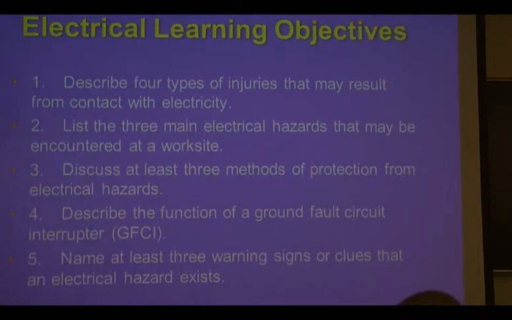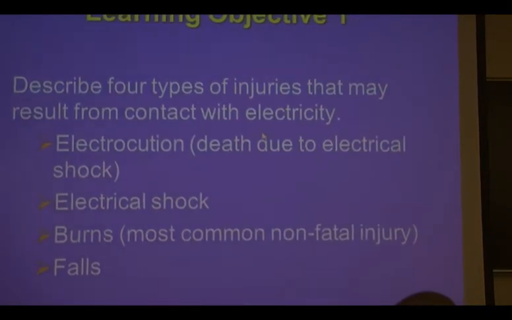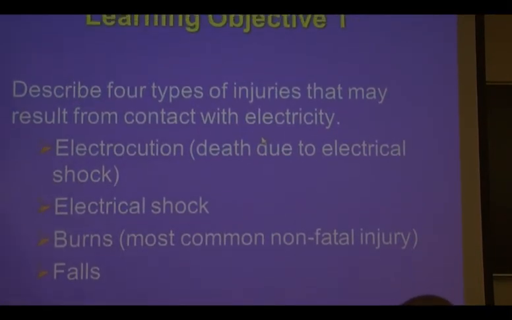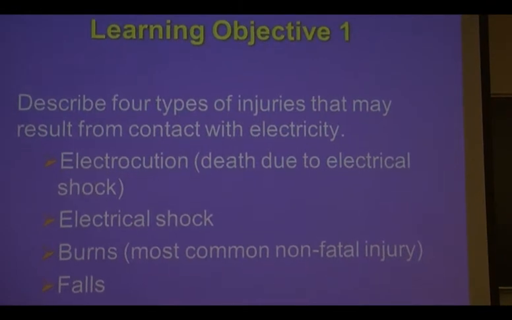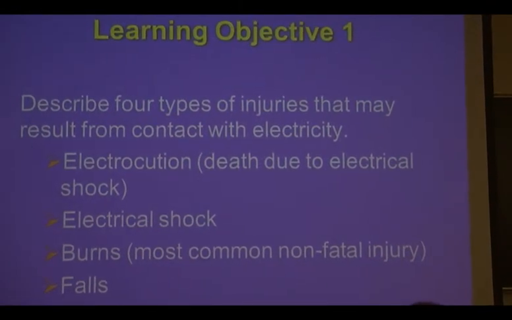Here's the learning objectives that I've got, and I've got the answers. What I would suggest are the answers to these learning objectives on your handout. Learning objective 1, four types of injuries. If it's a learning objective, you probably ought to know it for some kind of test too. Four types of injuries that may result from contact with electricity.